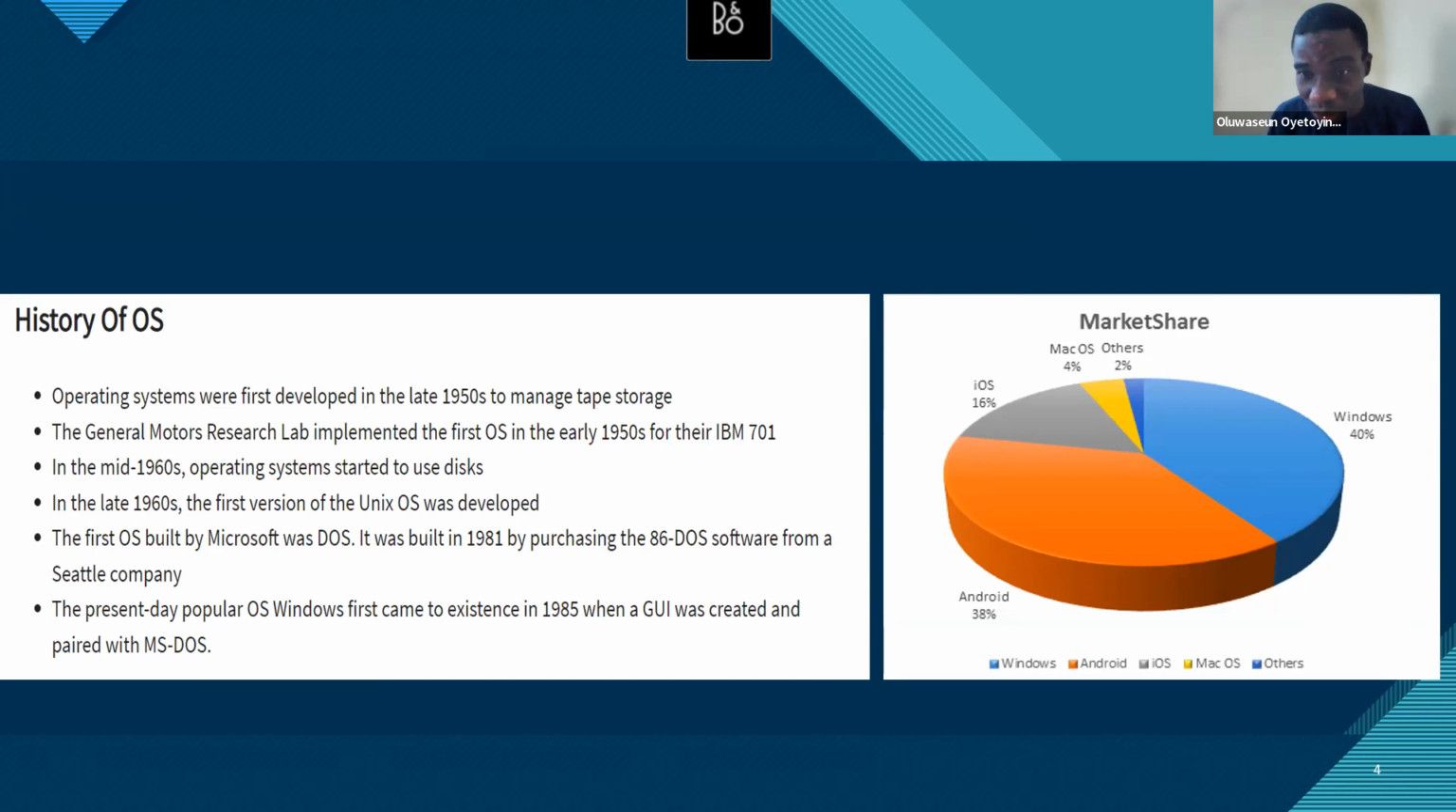Next to Windows is Android. There's hardly any home you go to today where you will not find the Android OS, a mobile device running on Android. If you meet 10 people, at least 5 or 6 of them will have an Android phone. iOS is next, but the share is not as large as what you get with Android and Windows. So this is just the history of the OS and what is happening today in terms of market share.